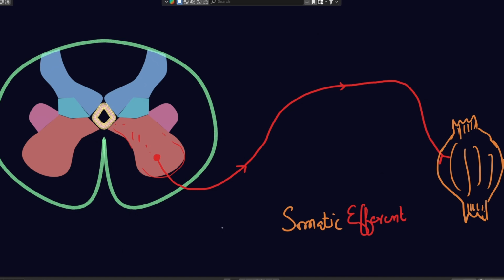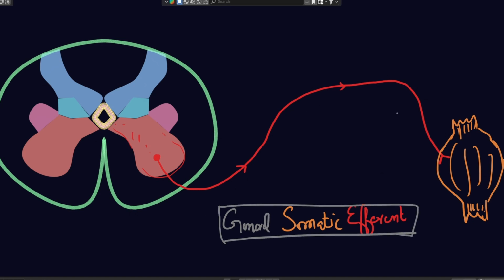So it's a general somatic efferent. General somatic efferent type of neuron going here, and this gray horn is also the general somatic efferent type of horn, right? Gray horn.